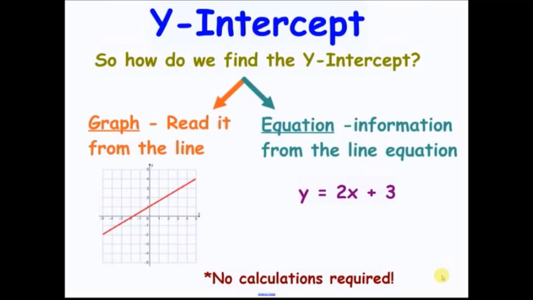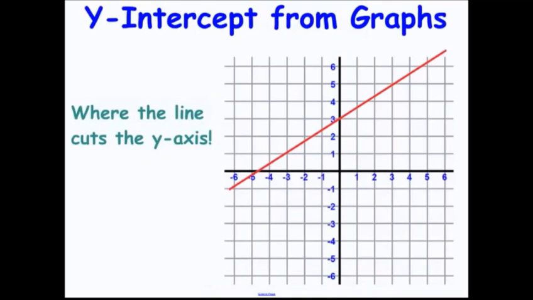So the y-intercept, how do we find the y-intercept? Well, it's exactly the same conditions as before. You're either going to be given a graph where you have to read where the line cuts the y-axis, or you're going to be given an equation where the information is actually contained somewhere in our equation. And we'll have a look at those two now. The beauty of the y-intercept is there are no calculations required. They're really quite obvious. And I'll show you how.